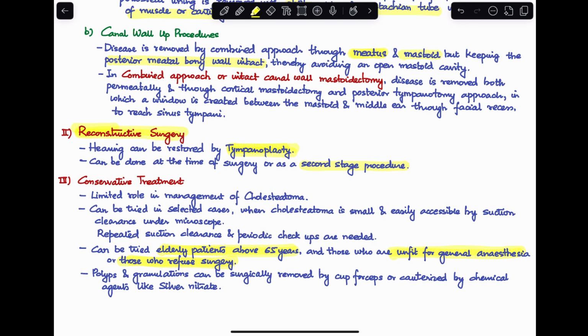So that completes our discussion today on chronic suppurative otitis media, also known as chronic otitis media.